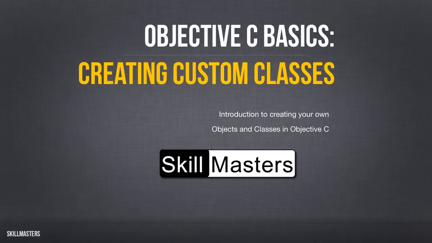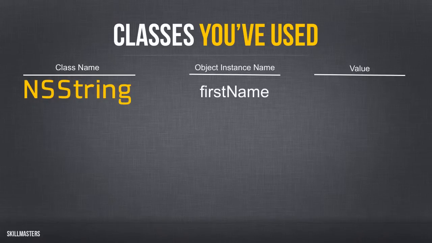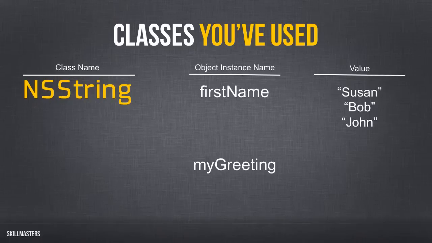Until now, you've been creating objects from classes that have been pre-built for you by Apple. For example, you use the NSString class to create string objects. Each time you create an object from the class, those are called object instances of the NSString class. You've created object instances like first name or my greeting, and these instances have had values like Susan, or Bob, or John, or in the case of a greeting, hello world.